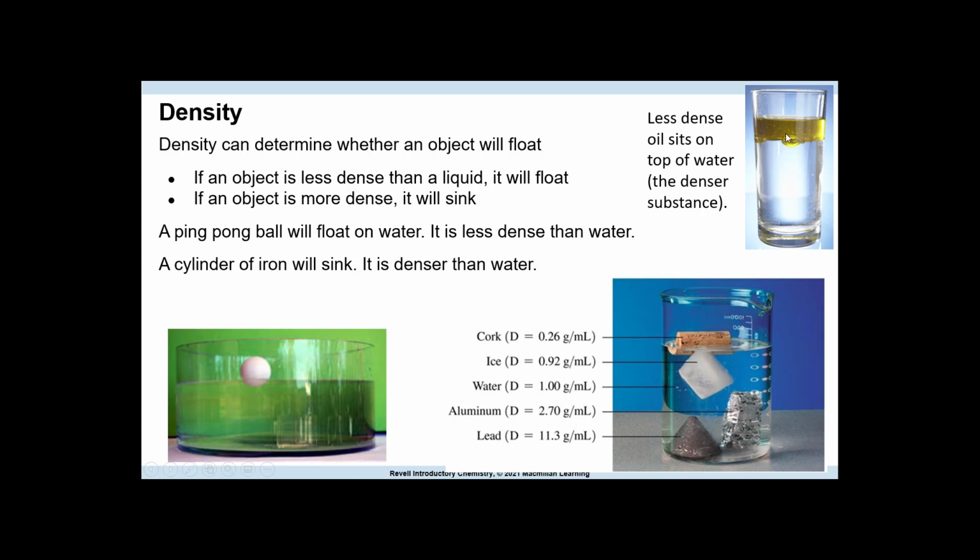That's why oil sits on top of water. That's why when there's oil spills in water, the oil will sit on top, which is very dangerous. It shouldn't be in the water at all, but it's very dangerous. It will sit on top of the water.